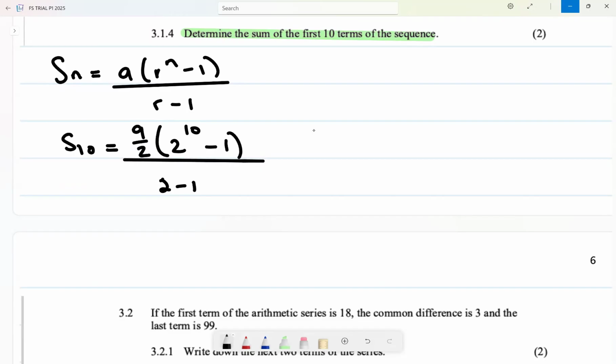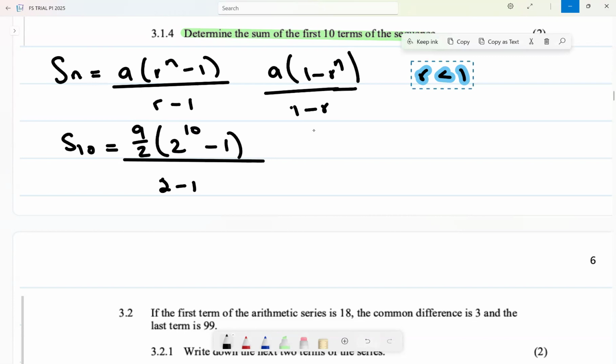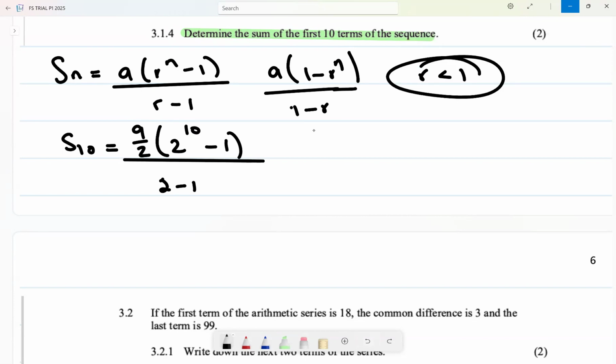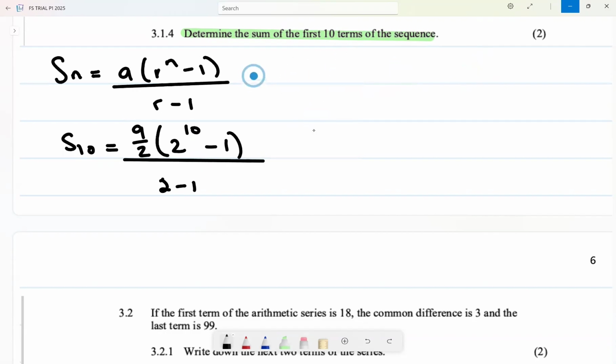Some people ask, is it wrong to use the formula A times (1 minus R to the power of n) divided by 1 minus R? Well, I normally say use this formula if R is less than 1. If R is less than 1, this formula is perfect. But either way, I don't think it will have much effect. And then the sum of 10 terms is equal to how much? Use your calculator there: 460.35.